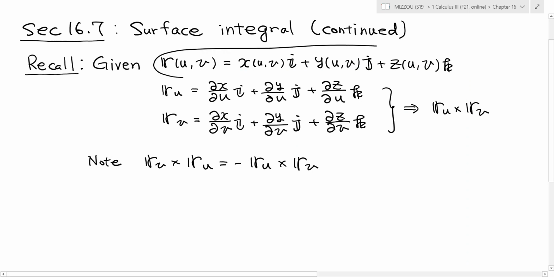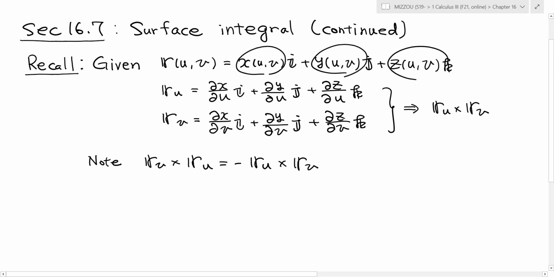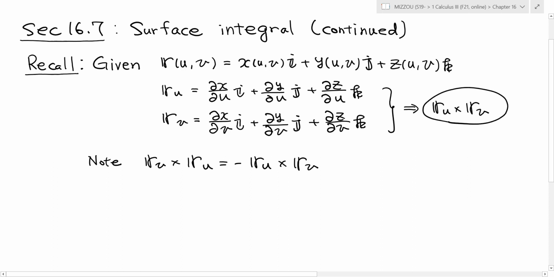Suppose you are given a parametric surface r of u, v, so each component is a function of u and v. And then we have defined r sub u and r sub v. r sub u is obtained simply by differentiating each component with respect to u, and r sub v is obtained by differentiating each component with respect to v. And then we compute the cross product of those.